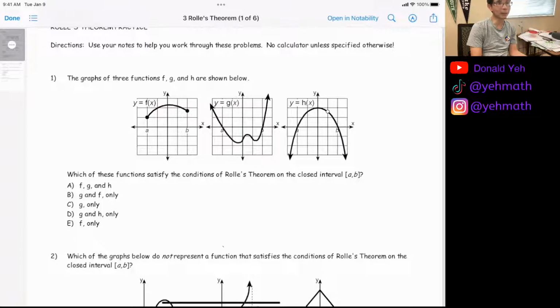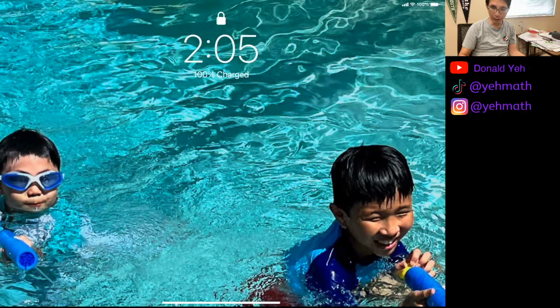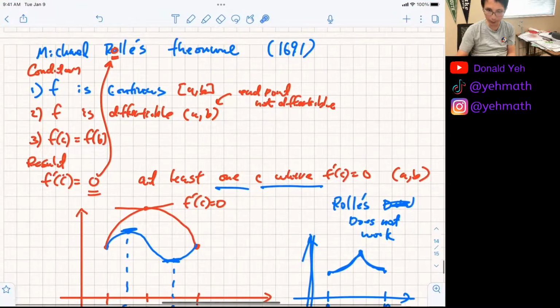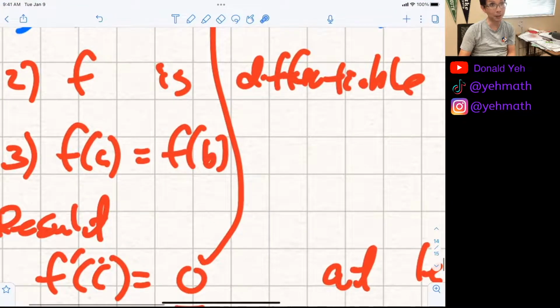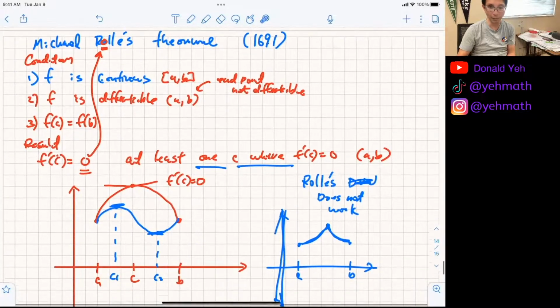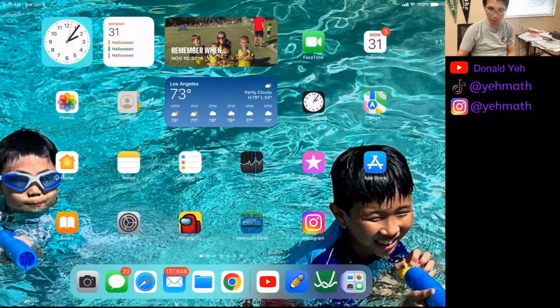Yes. For g of x, would it not satisfy Rolle's theorem because a and b are equal? You're not looking at A and B are equal. You're looking at f of A and f of B. If you look at the theorem, it says f of A has to equal f of B in order to work. Look at this theorem. We're not looking at A and B. We're looking at f of A and f of B, which is the output.